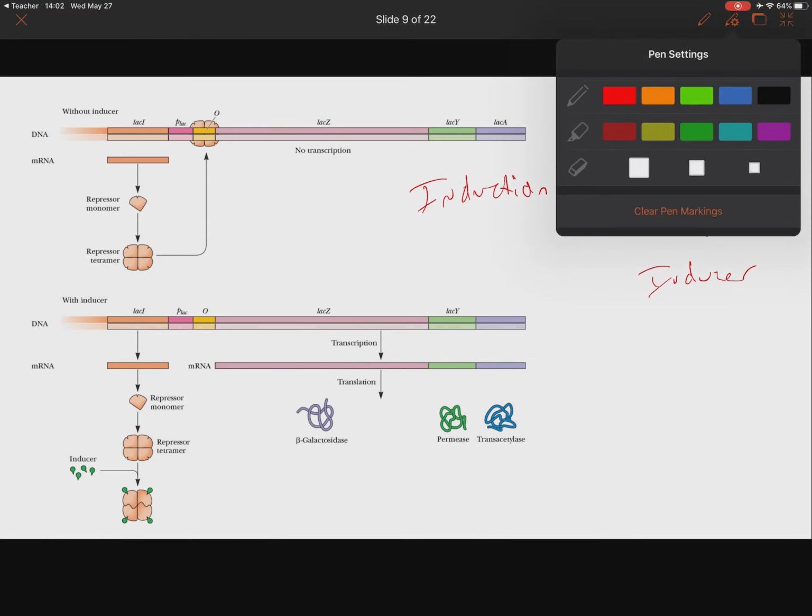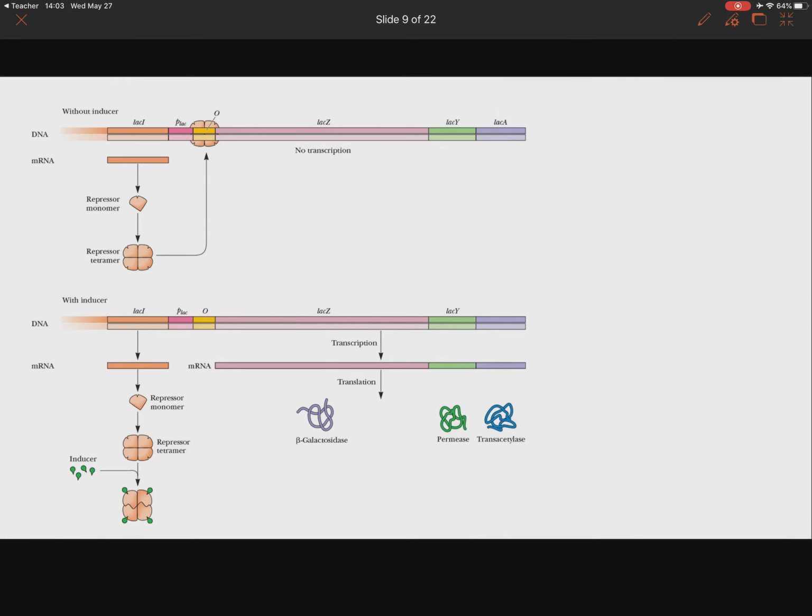So I've got a picture here of a regulatory gene. This is an E. coli. This is the lac operon. All right, and we've got a few things here. A few different genes you can see here: lac A, lac Y, lac Z.